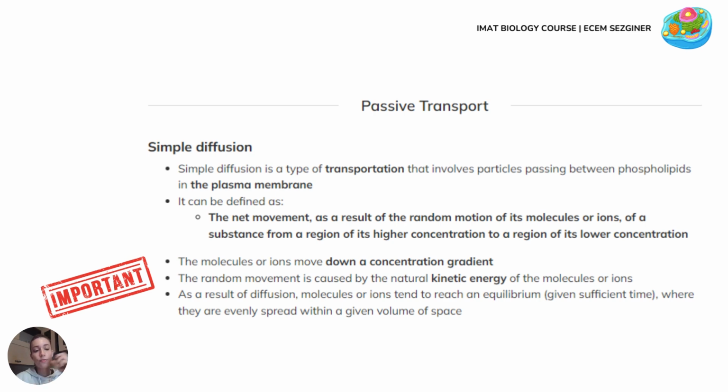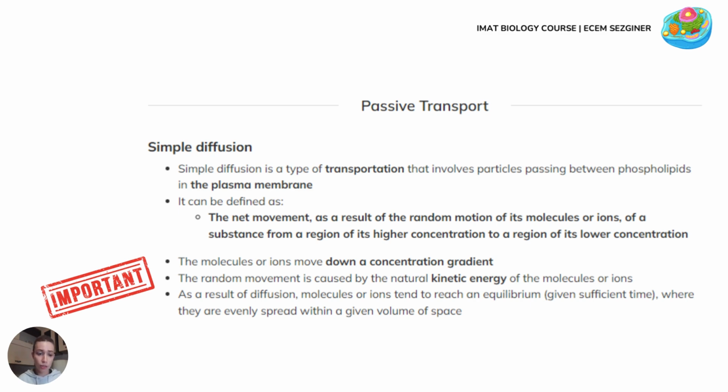Now, there is some further information about these subtypes of passive transport. Simple diffusion happens through the plasma membrane, in between the phospholipids in the plasma membrane. The exact book definition is: the net movement, as a result of the random motion of its molecules or ions, of a substance from a region of its higher concentration to a region of its lower concentration. So what does it mean?